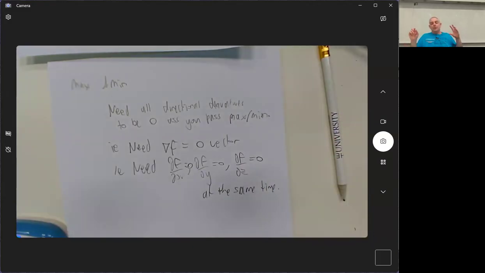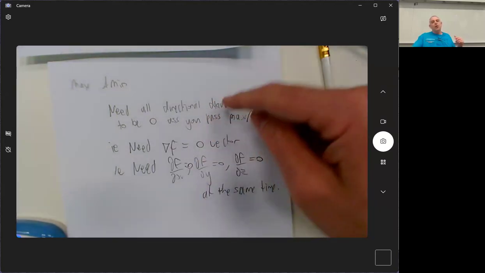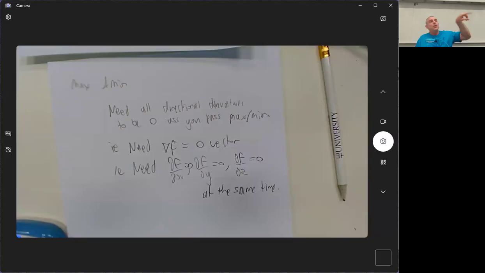So it's kind of cool that you need all the derivatives to be 0 in every possible direction, but you actually only need 3 of them because that'll make all the other ones 0 because of the way the calculation works. So it's pretty cool, actually.